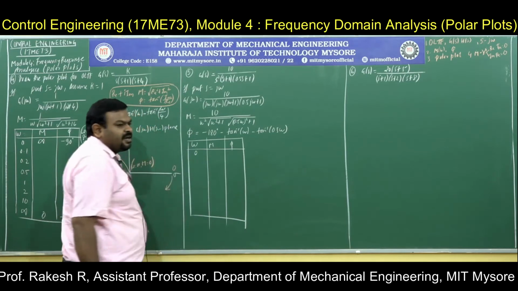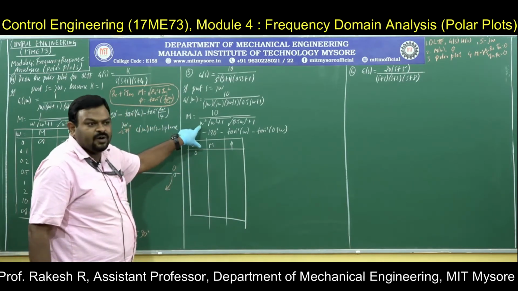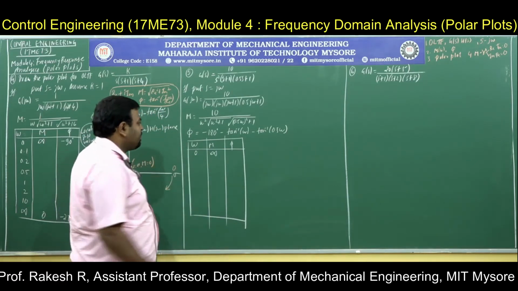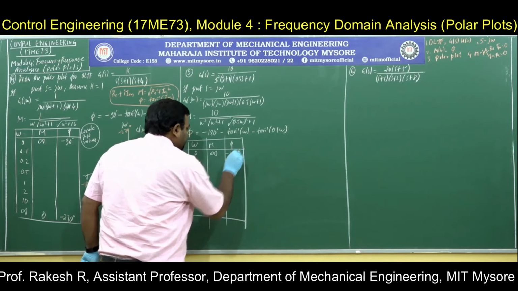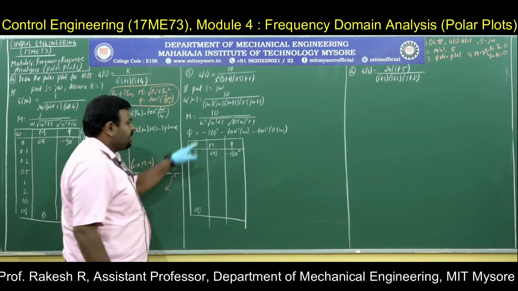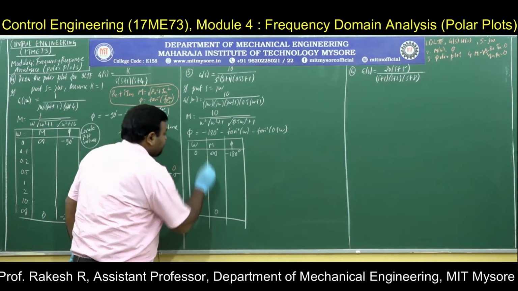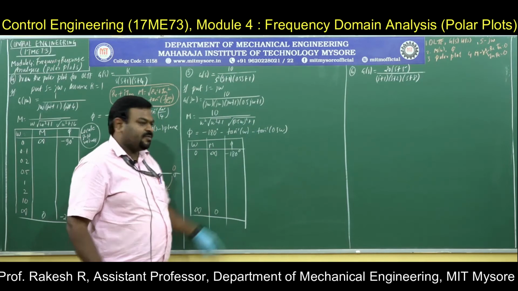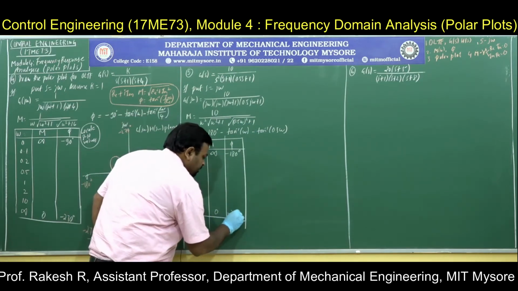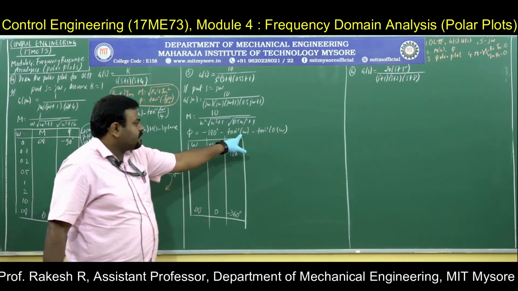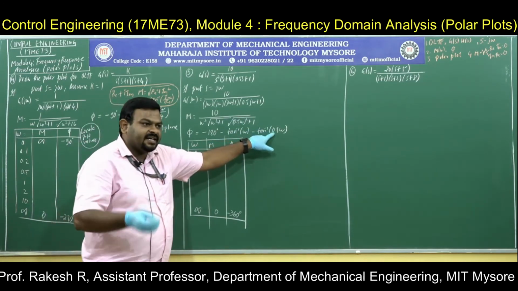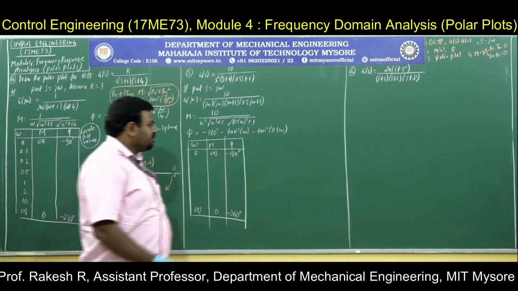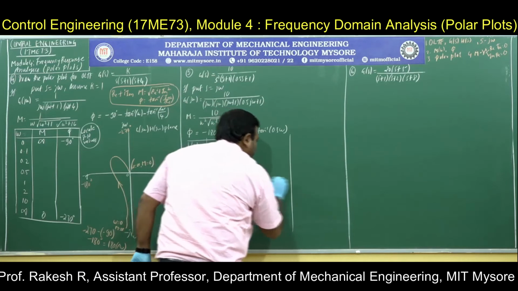Omega is equal to 0. What is the magnitude? Since omega is in the denominator alone, directly you can write infinity. What is the phase angle? Minus 180 degree. And omega is equal to infinity. What is the magnitude? Magnitude is 0. What is the phase angle? Phase angle is minus 180, minus 90, minus 90, so it will be minus 360 degree, because tan inverse infinity is 90, tan inverse infinity is 90. Minus 180, minus 90, minus 90. So minus 360. Let us draw a polar plot.